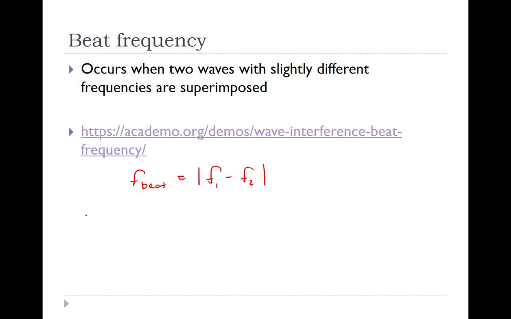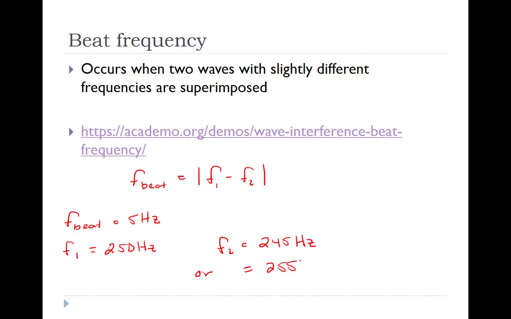Okay. So as an example, if my beat frequency is 5 hertz and f1, one of my two waves causing the beat frequency, let's say, is at 250 hertz, then f2 could equal either 245 hertz or it could equal 255 hertz. Because when I take 250 minus 245, I get 5 when I absolute value it. And if I take 250 minus 255, I also get 5 when I absolute value.